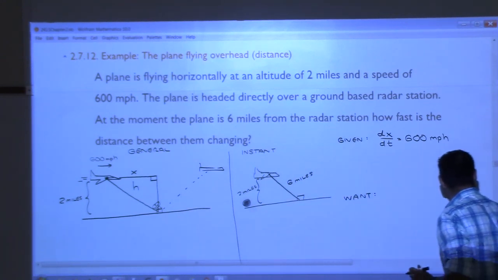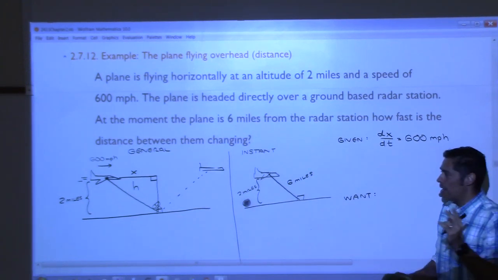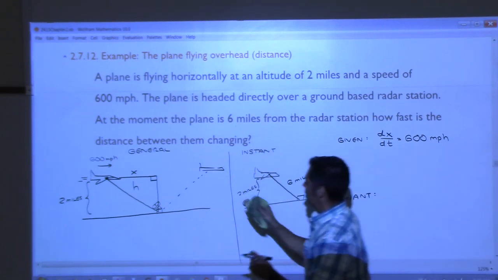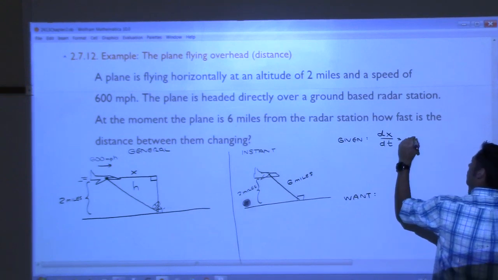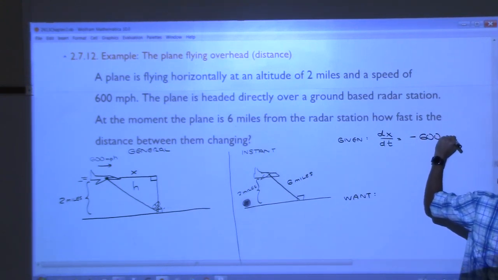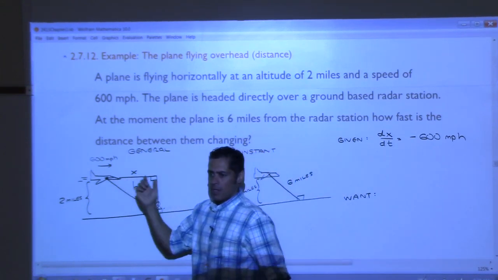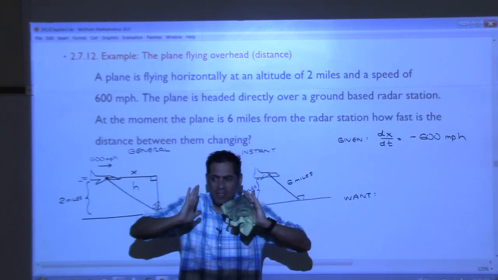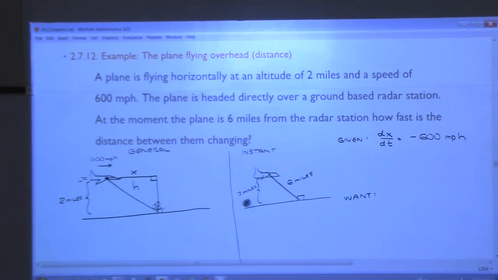The good news is this. Either way you do this, you're going to get the same answer, except the sign might be different, a positive or negative. For the sake of my picture, I'm going to change dx/dt to negative 600, because it matches my picture. X is shrinking here in my picture, right? So the rate at which x is growing is negative. Everyone's good with that? Okay.